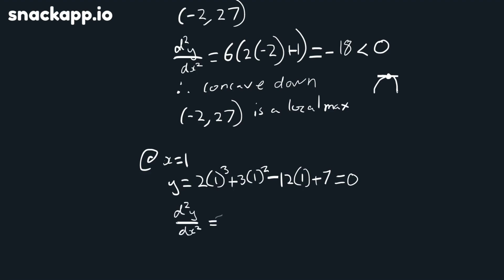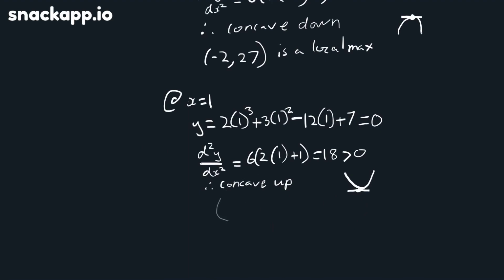Same as above, 6 times 2 plus 6, and that just comes to 18, which is greater than 0. Therefore, concave up, and again, I'll just do a little drawing. It's going to be a local minimum.